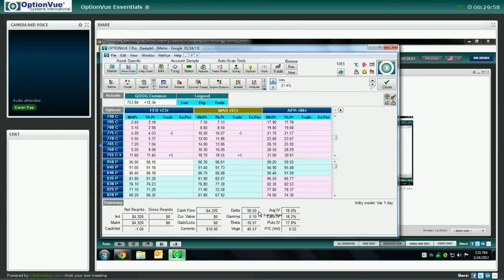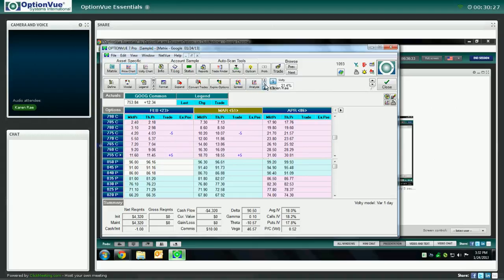My delta here is very important. So for every point that Google goes up, this trade on this 5 lot is going to be making $90. All my Greeks are mentioned here. So I want to see what this thing looks like in graphic form. So I'm going to analyze this particular trade first, and then next, if I want a little bit more bang for the buck, I might look at this trade next.